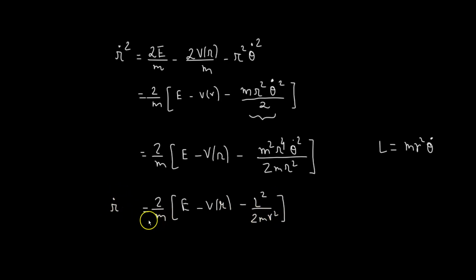If we take the square root on both sides, we have the square root of 2 over m multiplied by this expression, whole raised to the power of half, and this will be r dot. In a similar fashion, we can obtain an expression for theta dot. Now we need to integrate both equations, and that will give us the values as a function of time. We'll pick this up in the next class, because solving this differential equation is extremely complicated. So we'll find some easier ways to find solutions of r(t) and theta(t). See you in the next class.